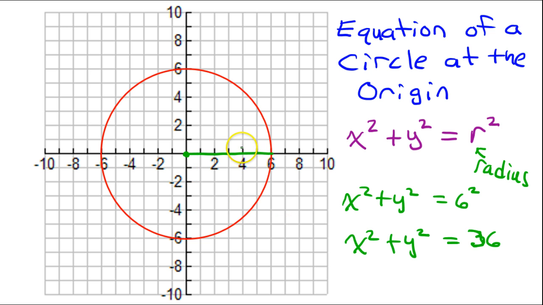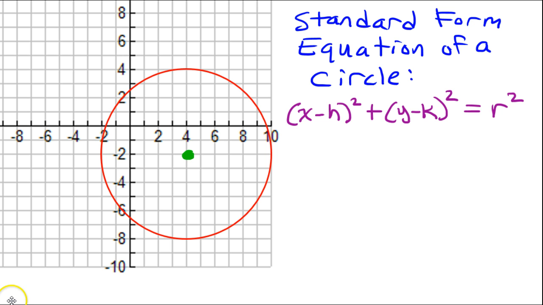But what about when it's not at the origin? Well, then we have to use a more generalized form for the equation of a circle. By the way, this is called standard form when it's written like this. And we have, instead of just having x squared and y squared, we have x minus h and y minus k. Now, in this form, the center of the circle is h comma k. So if you see the number here and the number here, that's going to tell you the center of the circle.